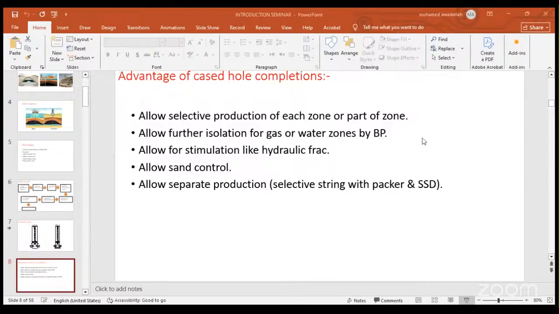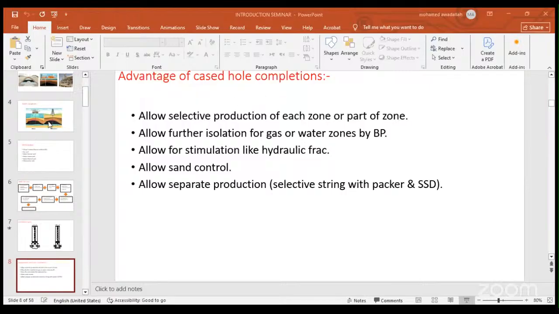If I have a multi-zone of interest, two oil zones or two gas zones, and I need to start production from the bottom zone first, then go up to the upper zone, I can't do this using an open hole completion. But in cased hole, I can put a packer between the two zones, produce first from the lower zone, then go to the upper zone, even by workover or by using an SSD and a wireline plug.